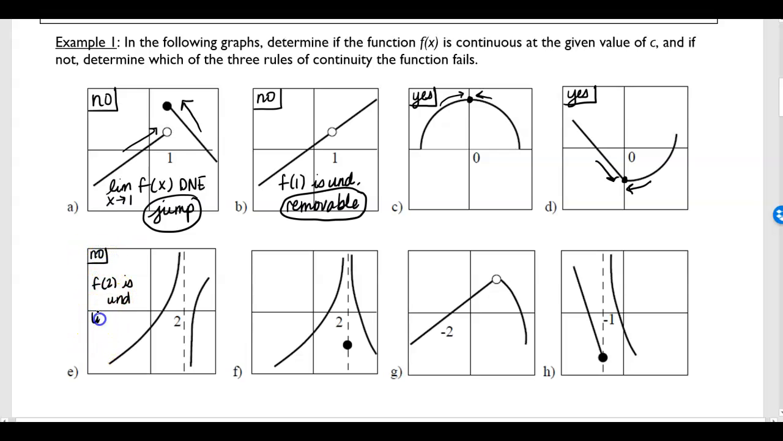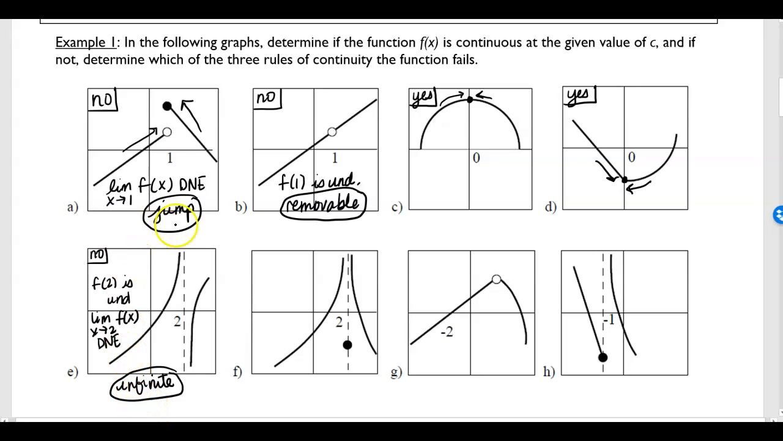I could also say the limit as x approaches 2 of f of x does not exist. That would be another reason. Either one of those would be okay in this case. Remember that if a function is approaching infinity or negative infinity, the limit does not exist. When we have vertical asymptotes, we call them infinite discontinuities.